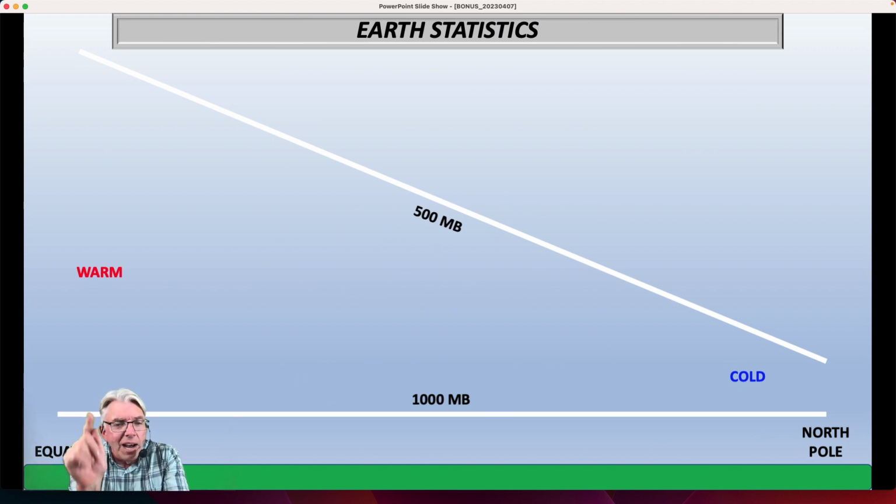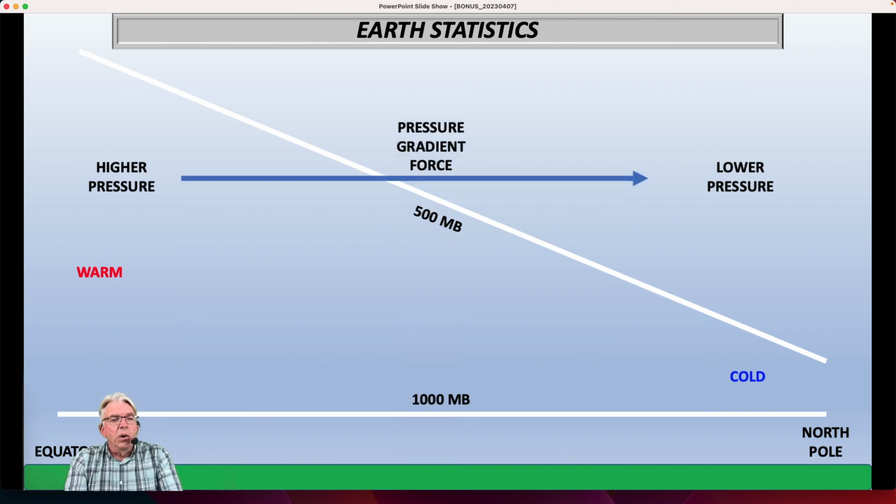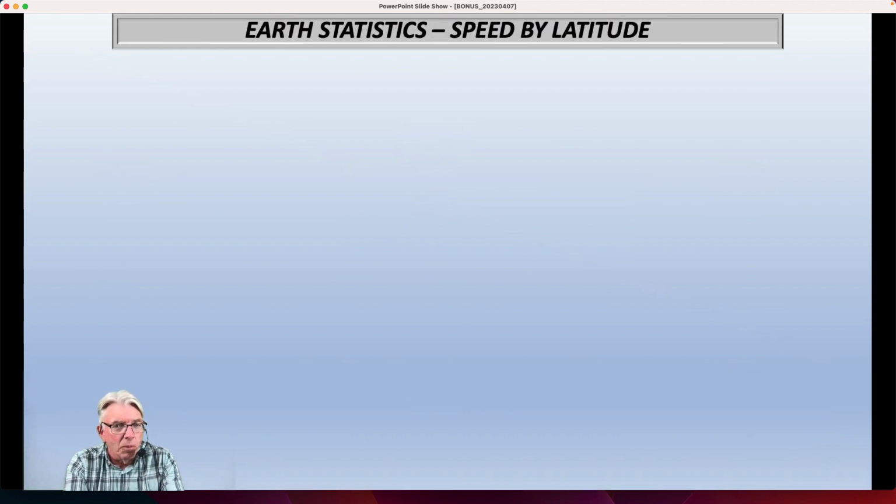And so with the 500 millibar surface tilted the way it is, we have higher pressure here and lower pressure here. So the pressure gradient force, which is what drives the wind, goes from the equator toward the North Pole. And if the Earth didn't rotate, then all the winds would go from the equator to the North Pole and from the equator to the South Pole. But of course, it's not that simple.